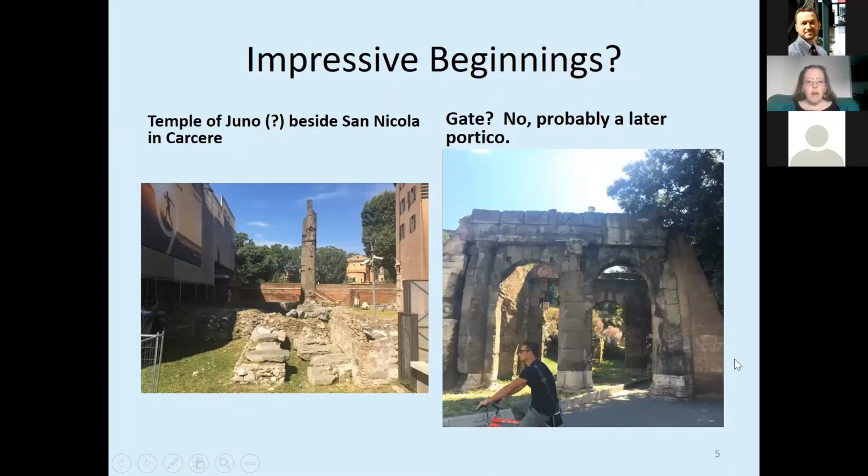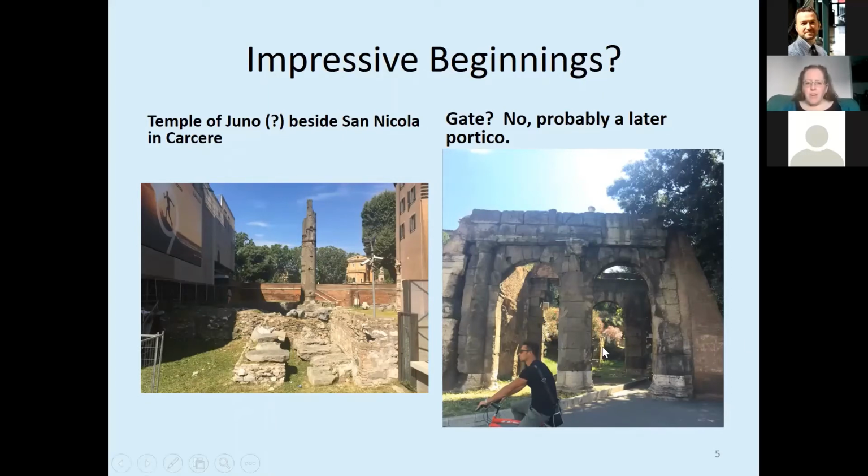So the first piece is maybe somewhere around the Capitoline. It's possible that these bits you can see in the picture on the right, or on the left, sorry, might have something to do with the walls. This picture on the right, for a long time people thought it might be a gate in the Servian walls, but it's probably not. It's probably a later portico.